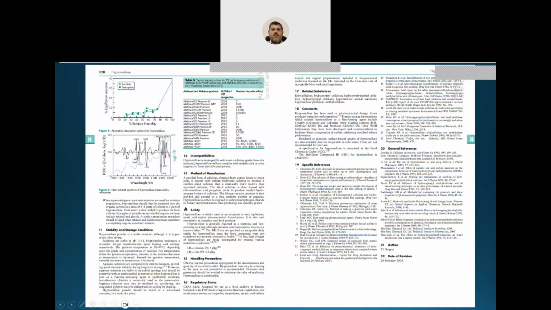It gives you information about method of manufacture, safety, handling precautions, regulatory status. So here it's mentioned that it is GRAS listed, accepted for use as a food additive in Europe, included in the FDA inactive ingredient database. So it's approved in Europe and by the FDA. What are the related substances? So either degradation products or byproducts of the reaction of synthesis of this material, and some comments, and then the reference is the source of this information.